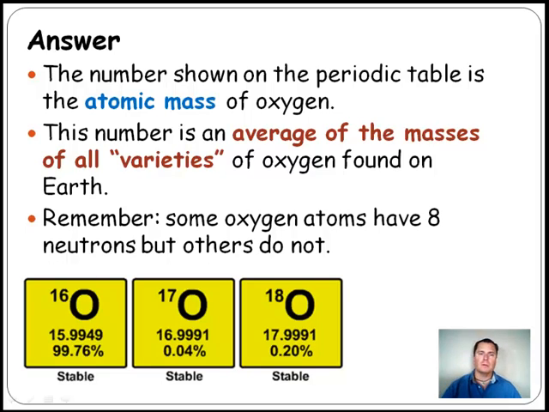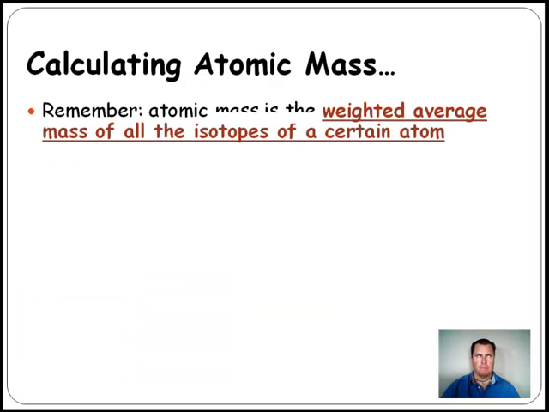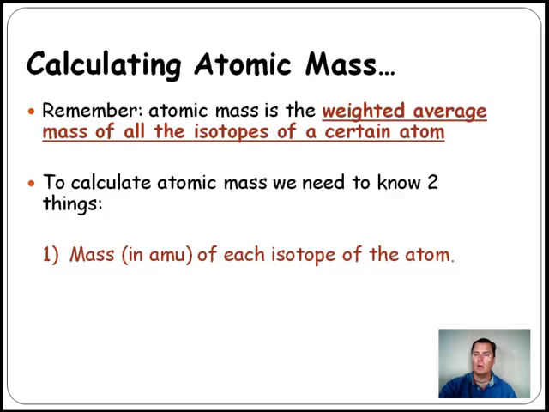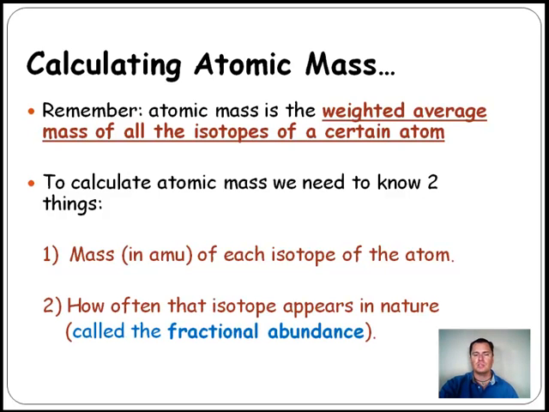Okay, remember, atomic mass is the weighted average mass of all the isotopes. So in order to calculate it, we basically need to know two pieces of information. First, we need to know the mass in AMU of each of the isotopes of the atom. So how much does each isotope variety weigh? The second thing we need to know is something called the fractional abundance. And all the fractional abundance is, is how frequently does it appear in nature.